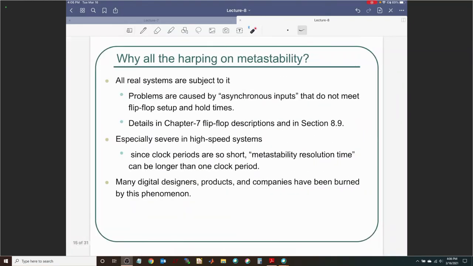Now, why are we harping on metastability? Well, the issue is that there are going to be timing constraints in sequential circuits, very similar to the setup and hold times that we talked about. Those kinds of limitations about when an input can change before or after another thing changes in a circuit will cause metastability. Would the metastable state be larger for a non-ideal gate?